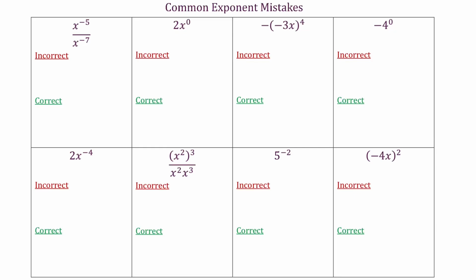So what can go wrong when simplifying these exponential expressions? The first expression we have is x to the negative 5 over x to the negative 7. We know that in a quotient, if we have the same base, we need to subtract the exponents. So then we write x to the negative 5 minus 7, and this makes x to the negative 12. And to make the exponent positive, we move x down, and we will have 1 over x to the 12th power. And this answer is incorrect.